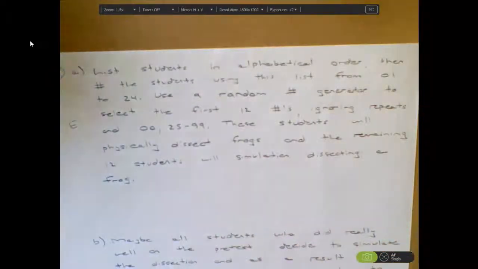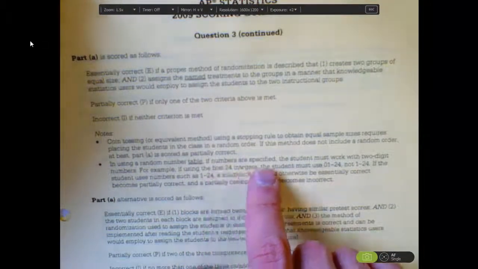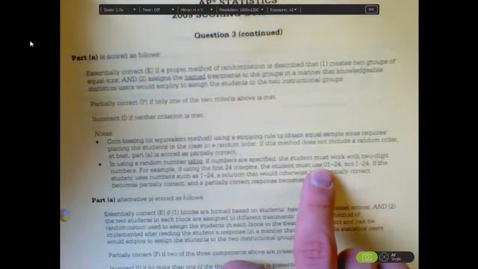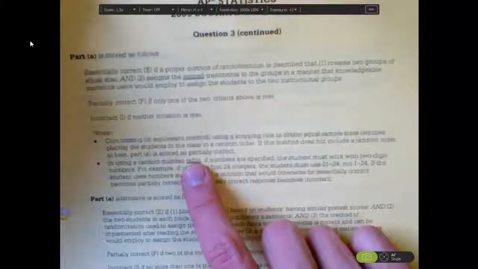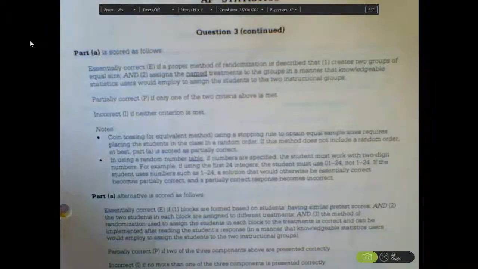Okay. Just a couple notes here. In using a random number table, if numbers are specified, the students must work with 2-digit numbers. Okay. So if you're talking about a random number table, I would encourage you to use a random number generator. Don't say table. It'll give you a little bit more leeway.